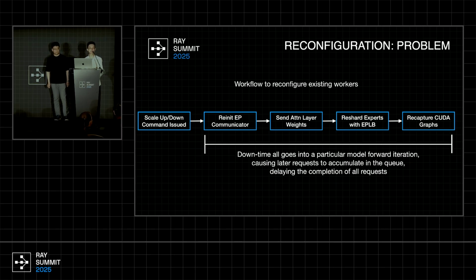So basically, this means the downtime all goes into a particular model forward step. For example, the existing worker goes down for 1 or 2 minutes or even longer, and this would cause later requests to accumulate in the queue, delaying the completion of all requests.